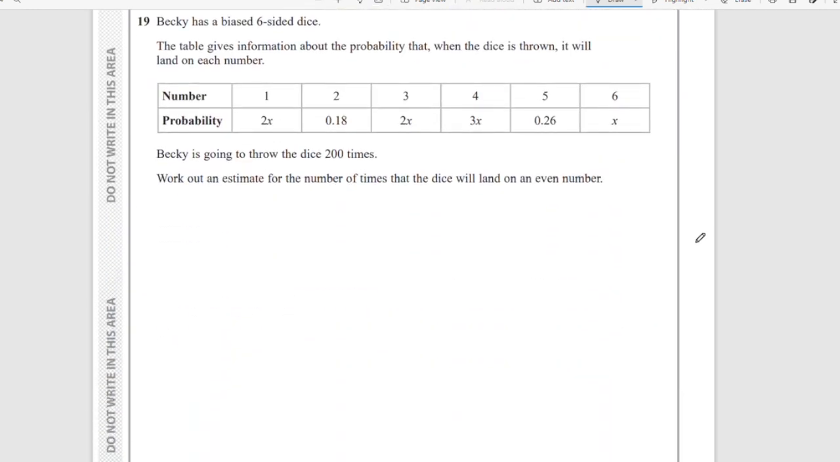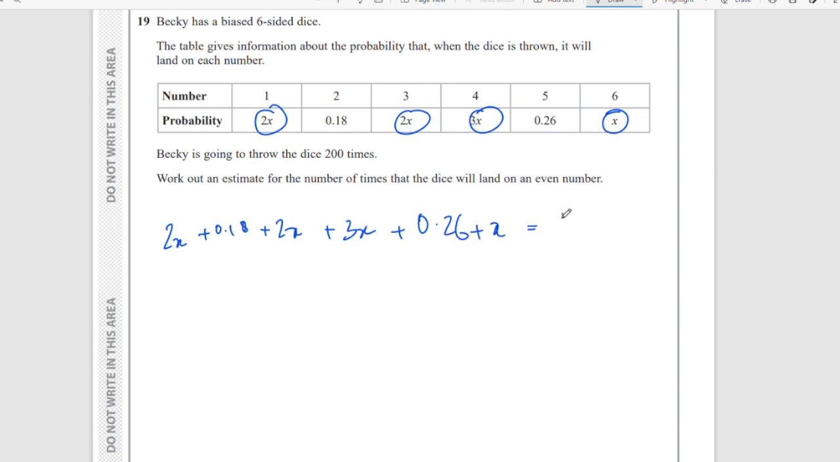They are saying Becky has a biased six-sided dice. You know, a biased dice is not a fair dice. The table gives information about the probability that when the dice is thrown, it will land on each number. The probabilities are given, but we can see some values are not given. But we know when we add all the possible probabilities, they are equal to 1. So we will find the value of x first. 2x, plus 0.18, plus 2x again, plus 3x, plus 0.26, and then x. Together they all will be equal to 1.